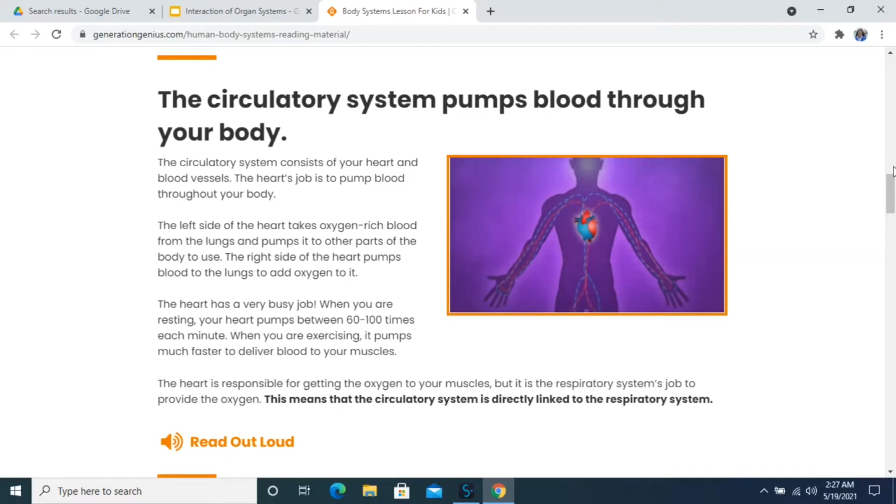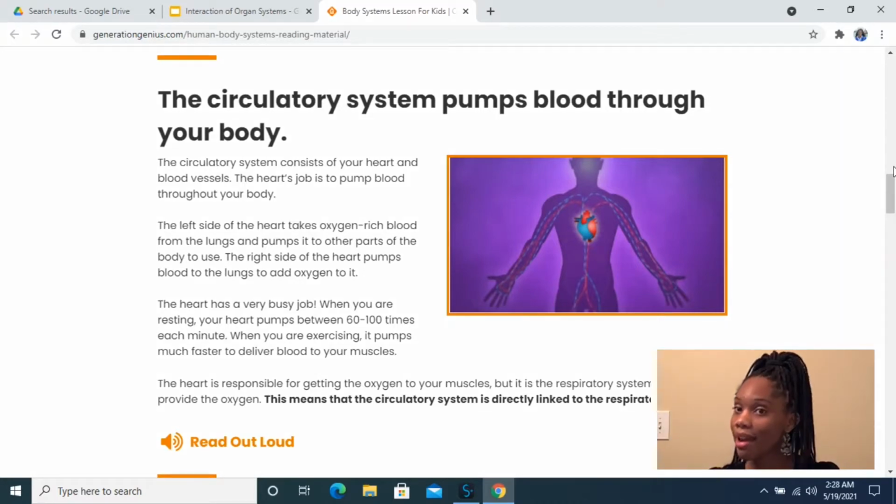The heart is responsible for getting the oxygen to the muscles, but it is the respiratory system's job to provide the oxygen. This means the circulatory system is directly linked to the respiratory system. And remember, every time you inhale, you are breathing in oxygen, and your blood is able to get that oxygen to the rest of your body because it is circulated throughout your body.